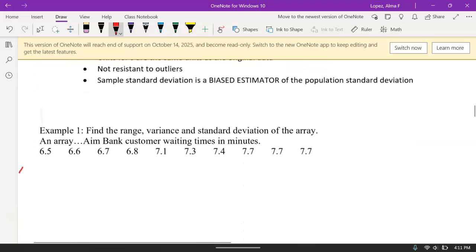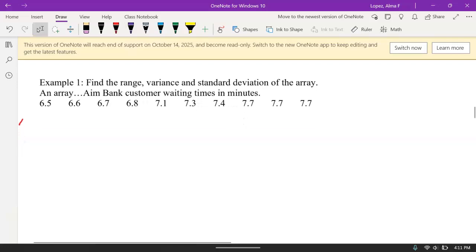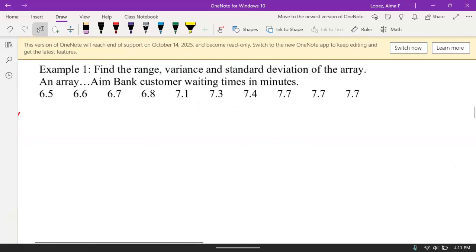Now let's jump right into it. And again, in class, we'll take it a little bit slower because we'll have a little bit more time. These videos have time limits, so here we go. We're going to find the range, variance, and standard deviation, or measures of variation for this array. So let's start. Luckily, it's already in order from smallest to largest, so I'll go ahead and total it.